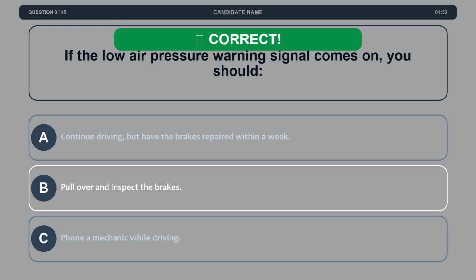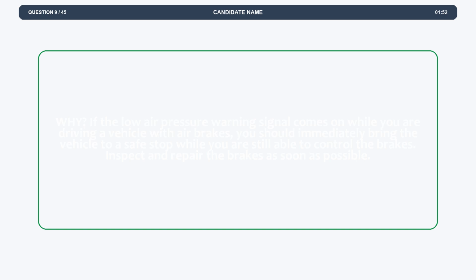The correct answer is option B. Pull over and inspect the brakes. Explanation. If a low air pressure warning signal comes on while you are driving a vehicle with air brakes, you should immediately bring the vehicle to a safe stop while you are still able to control the brakes. Inspect and repair the brakes as soon as possible.